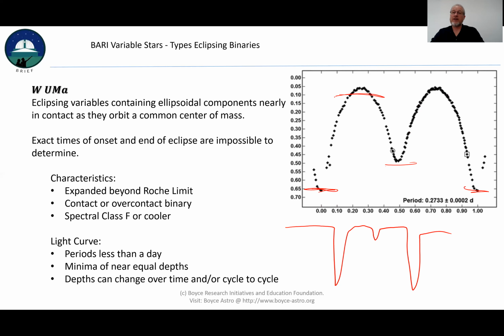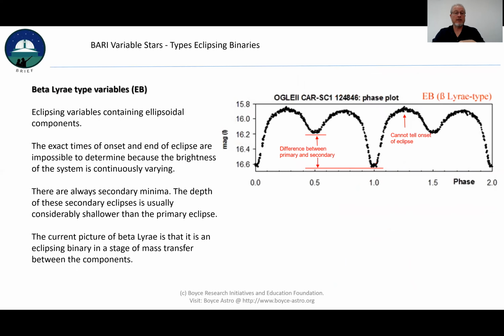These typically happen in spectral class F or cooler stars. The light curve periods are less than a day. The minima are of near equal depth, so the primary to the secondary are very close to each other in brightness. These depths can change over time and cycle to cycle, so they're not always constant.